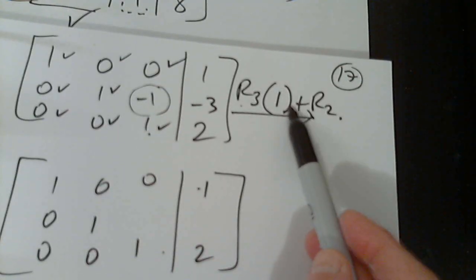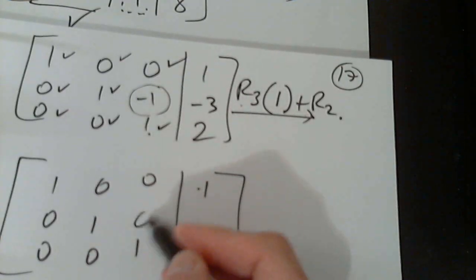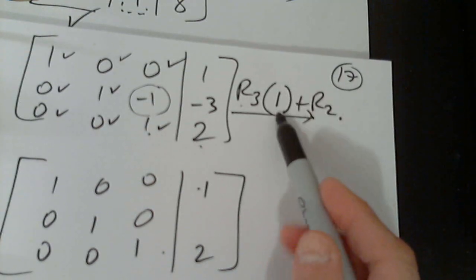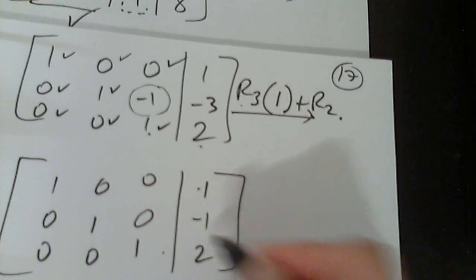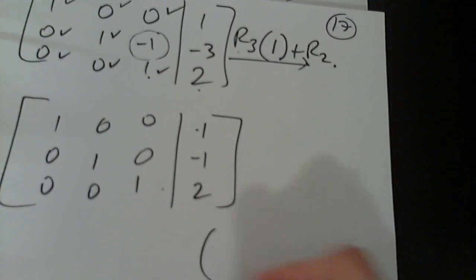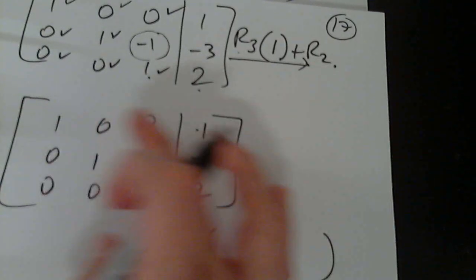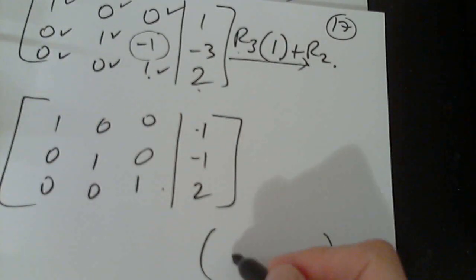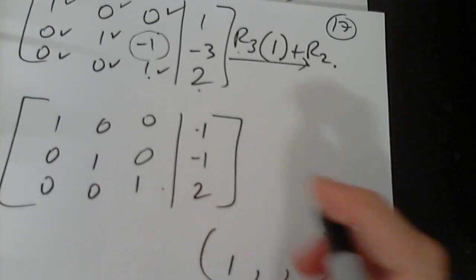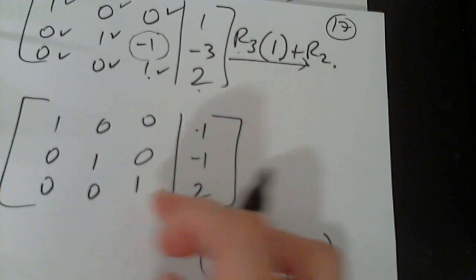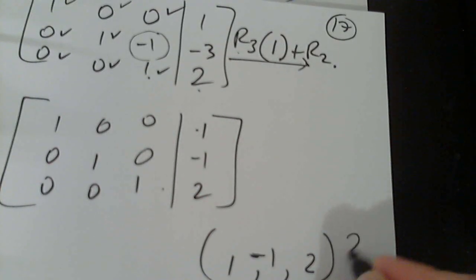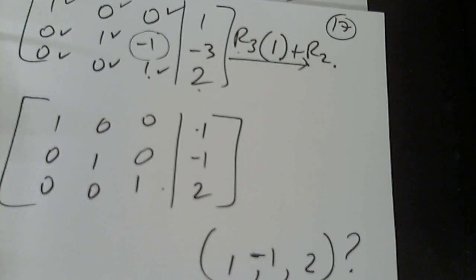1 times 1 minus 1, 0. 2 times 1, 2, minus 3, -1. It appears that the solution is x equals 1, y equals -1, and z equals 2. Is it true? I have no clue.